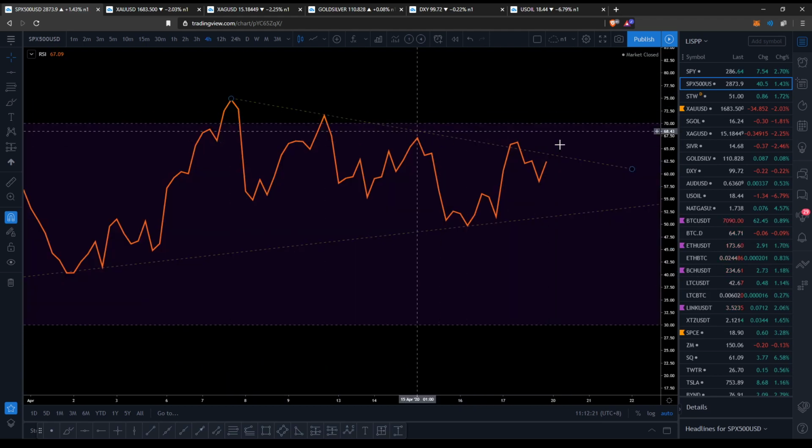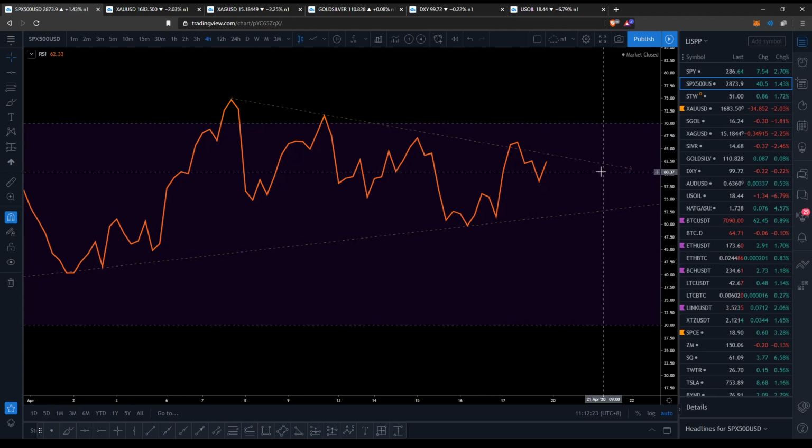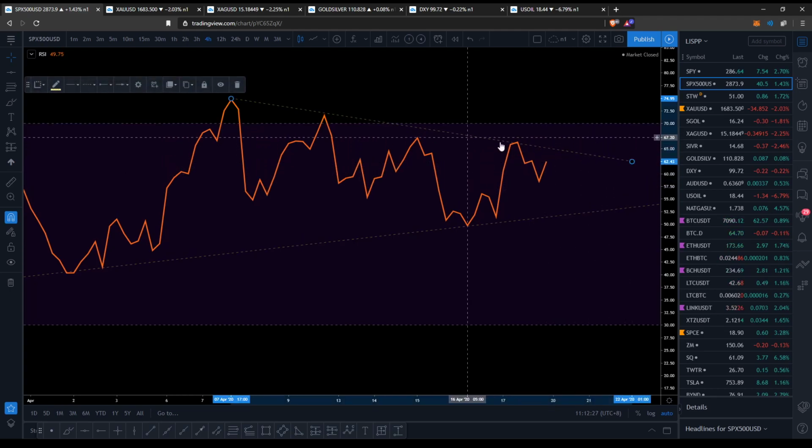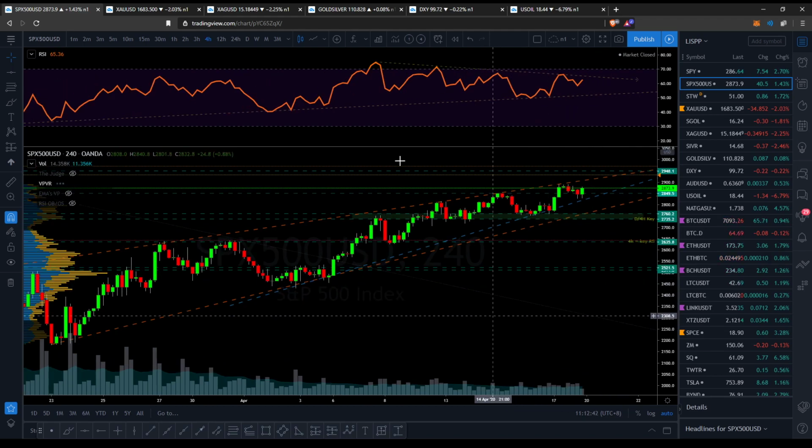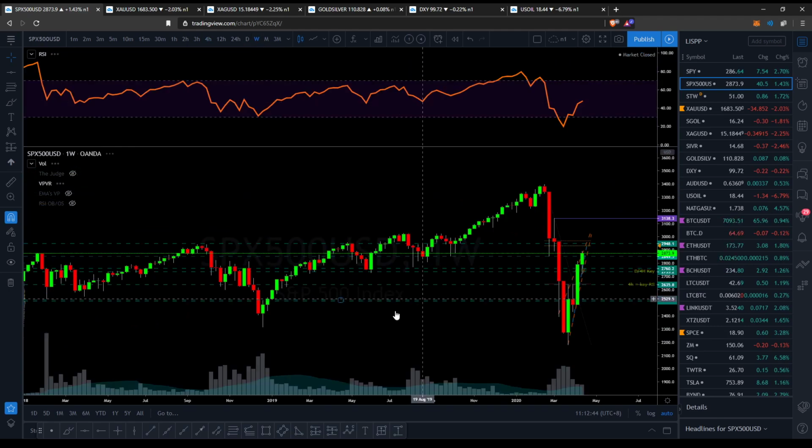On the 4-hour RSI, we also got a tightening range here, and we're looking at what is going to happen. If we push up, we're going to break through here. If we reject here next week straight away, we're going to come back and test this horizontal once again. So, let's have a quick look at the weekly.